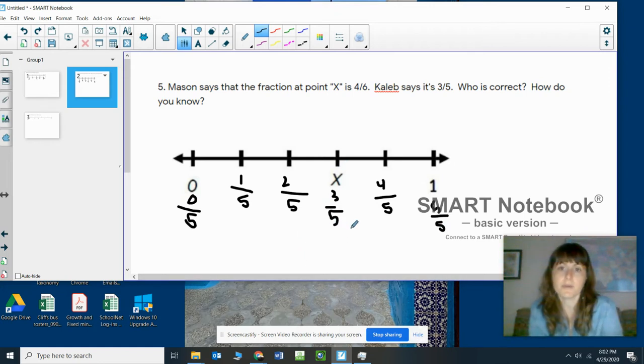So let's think about how we would answer this question. We can say Caleb is correct because I counted the spaces in between. There were 5 parts. I labeled my number line, and the X falls at 3/5. Something I want you to think about, though, is what was Mason's error? So let's give it a minute to think about that.